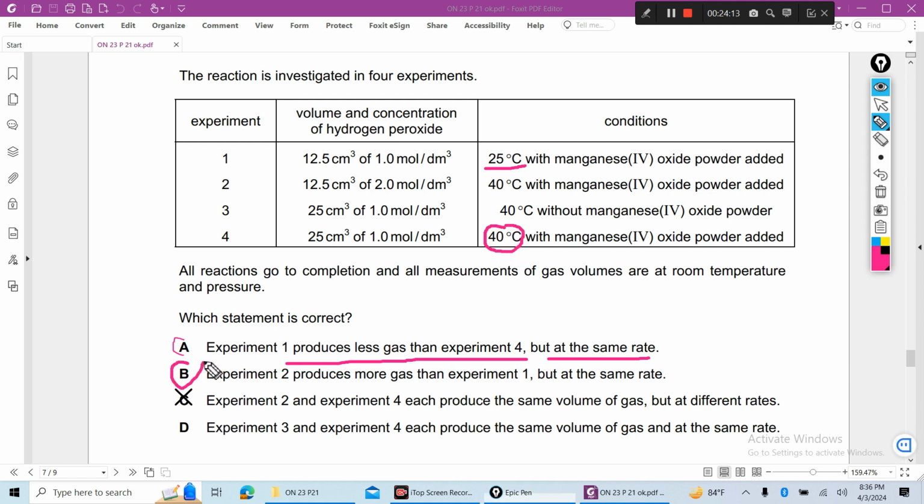And B is the wrong answer. Why? Experiment 2 produces more gas than experiment 1. True, but at the same rate? No. Experiment 2 and 1 are at 25 degrees centigrade and 40 degrees centigrade. So the rate of reaction will be different, not the same.